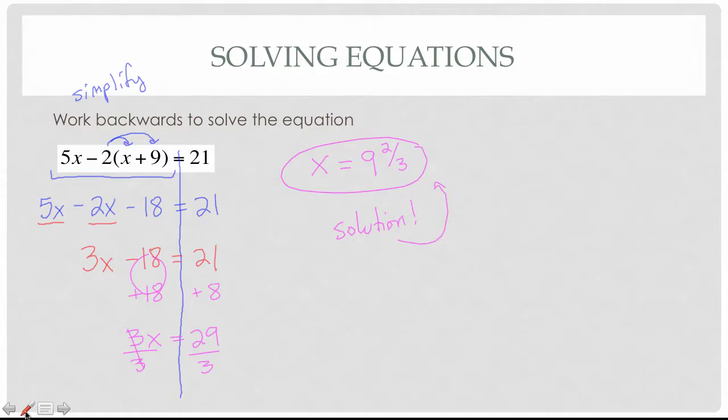And again, what did we do? We first distributed, collected like terms, and then once we did that, we had a two-step equation that we then solved out.